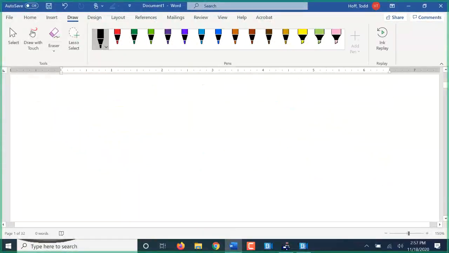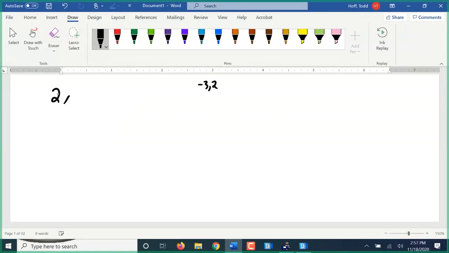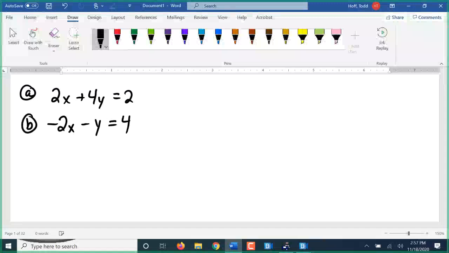Well, let's look at one that isn't trivial, that doesn't all cancel out like that. So let's do 2x plus 4y equals 2, negative 2x minus y equals 4. Once again, I'll label them equations A and B just to refer to them simply.